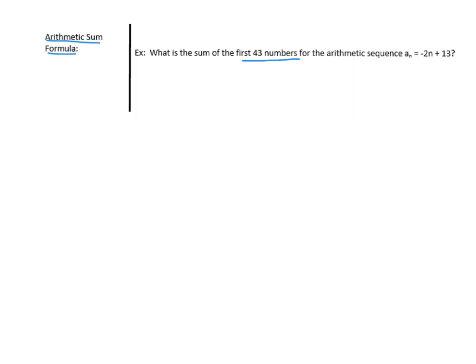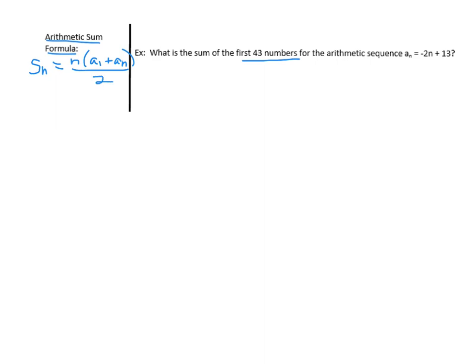We're going to write out a lot of definitions for this. Hopefully you can make this fit in the space on the left. Your arithmetic sum formula is S sub n. So the sum of n number of terms, no matter how many you're looking at, is going to be a fraction: n times the quantity a sub 1 plus a sub n, and then that's all divided by 2.